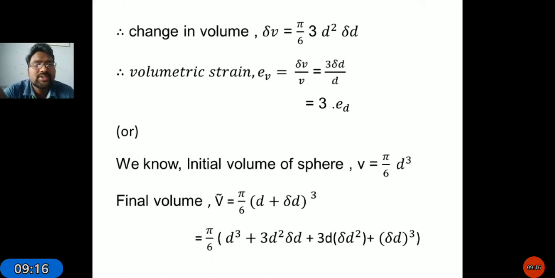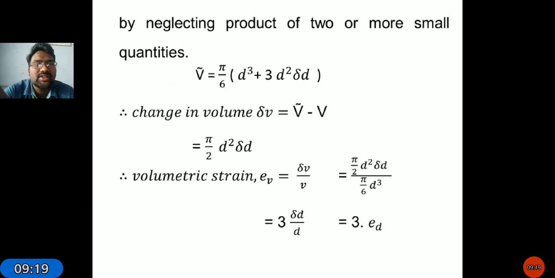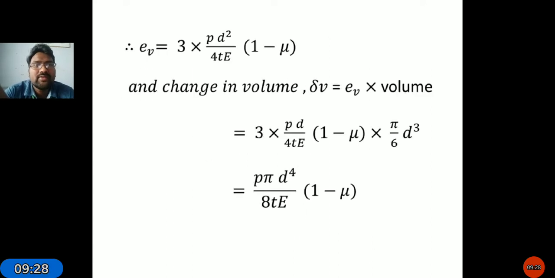By using this method also we can calculate the volumetric strain. It is another method. In this method also we will get the formula for volumetric strain as 3 into epsilon D. Okay, the first method is enough.